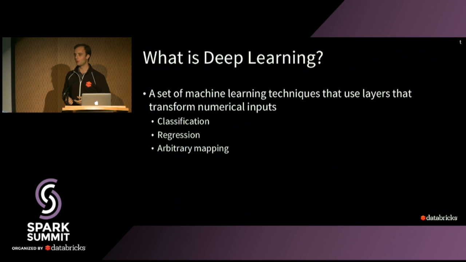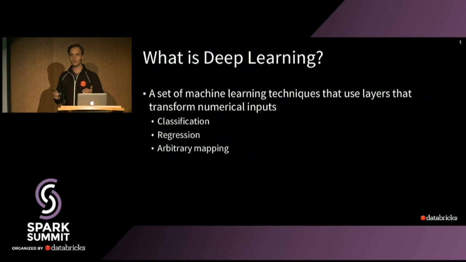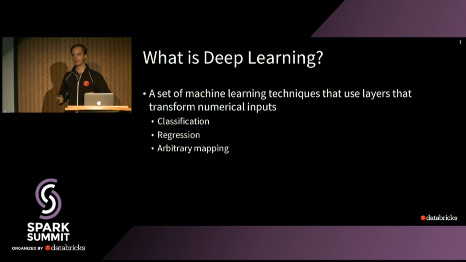So what is it being used for? There's a lot of use cases. You can use it now for doing classification, regression, and also more arbitrary mapping. You can really use it as a function that takes some arbitrary data on one side and transforms it into some other kind of feature vectors.